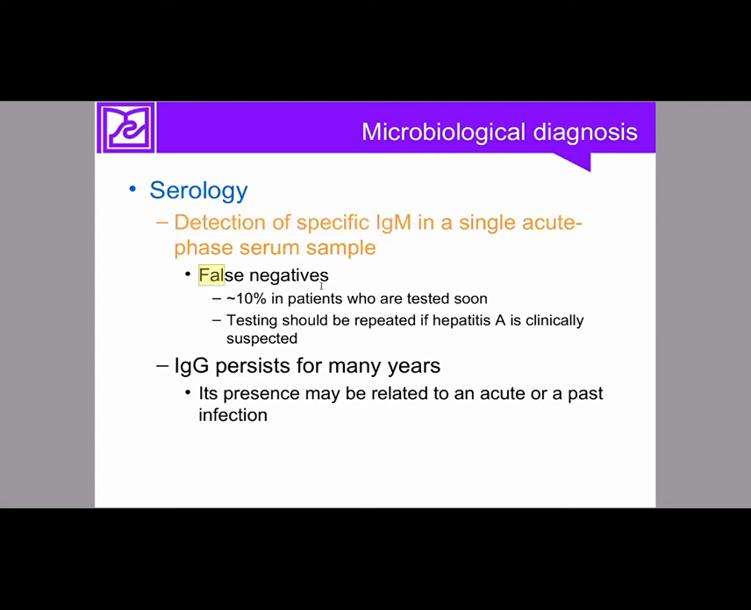However, take care, because if we test the patients very early in the disease, 10% of them may have the test negative, because IgM requires a time to develop, okay? So if the patient is suffering acute hepatitis and the IgM test is negative, you have to test again after 2 weeks. After that, IgG appears, and IgG persists for many years, and IgG will protect you forever. So you suffer hepatitis A only once in your life, because IgG protects you.